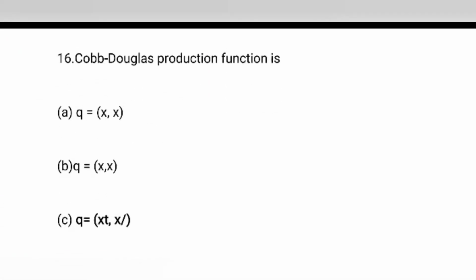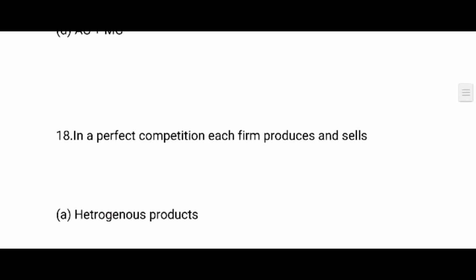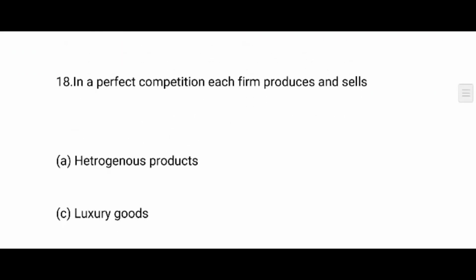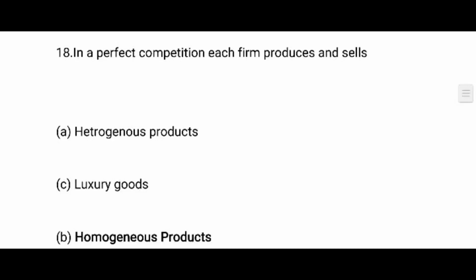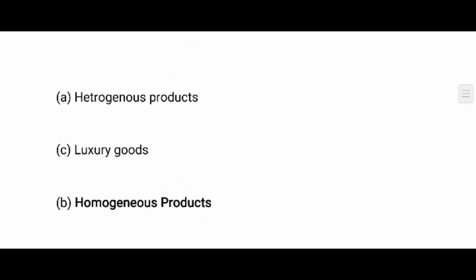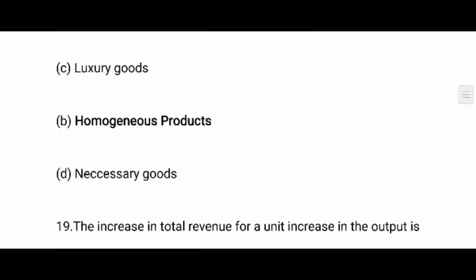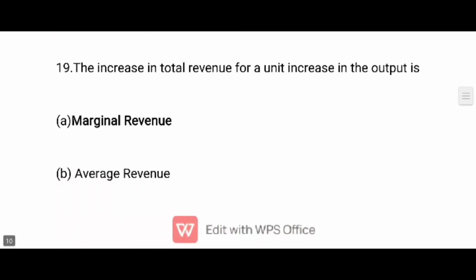In the Cobb-Douglas production function, the formula is Q = f(X, X bar). TC = TFC + TVC is the answer. In perfect competition, each firm produces and sells a homogeneous product, the same kind of product. In monopolistic competition, it is imperfect competition, so they sell a heterogeneous product. The increase in total revenue for a unit increase in output is also called marginal revenue.